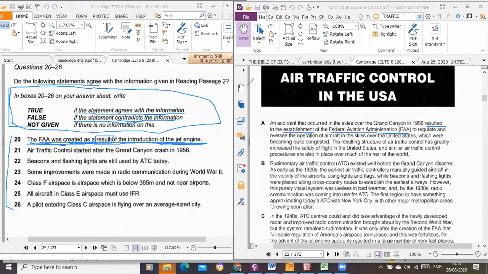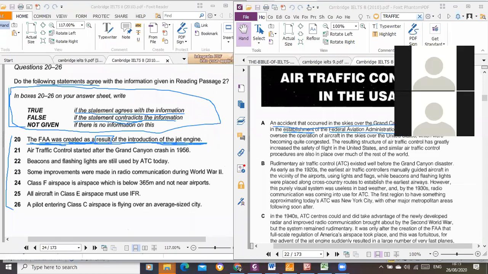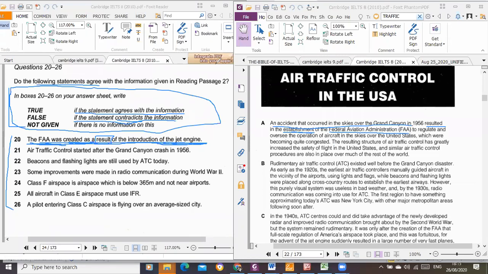And from the passage, can someone tell us what led to the creation of the FAA? It was as a result of the accident that occurred in the skies. Beautiful. So please, no other person should respond again because that is the answer. It was as a result of the accident. Okay? And that makes our answer to be what? False. Thank you. Because the creation of the FAA has nothing to do with the jet engine.